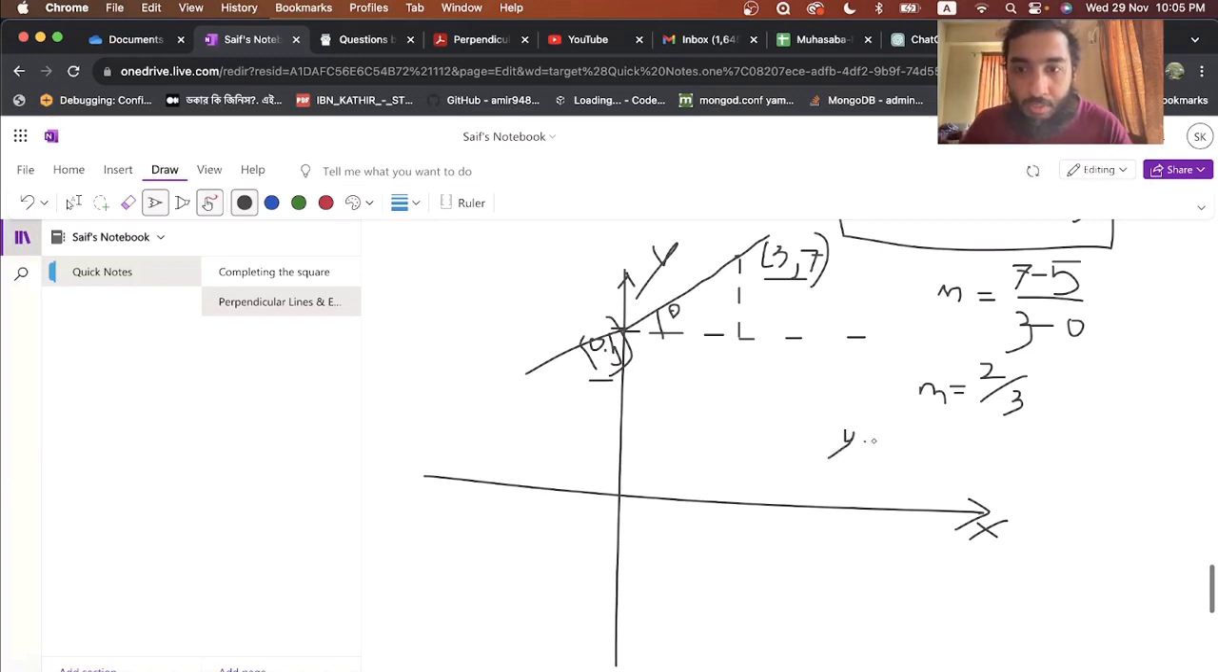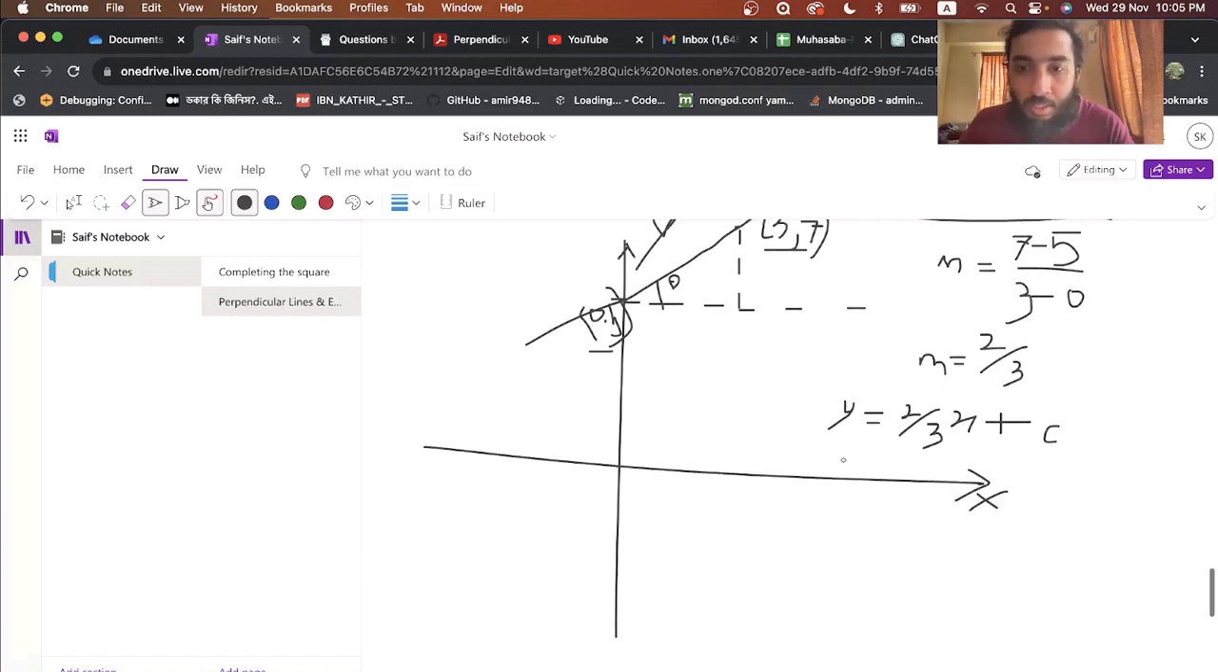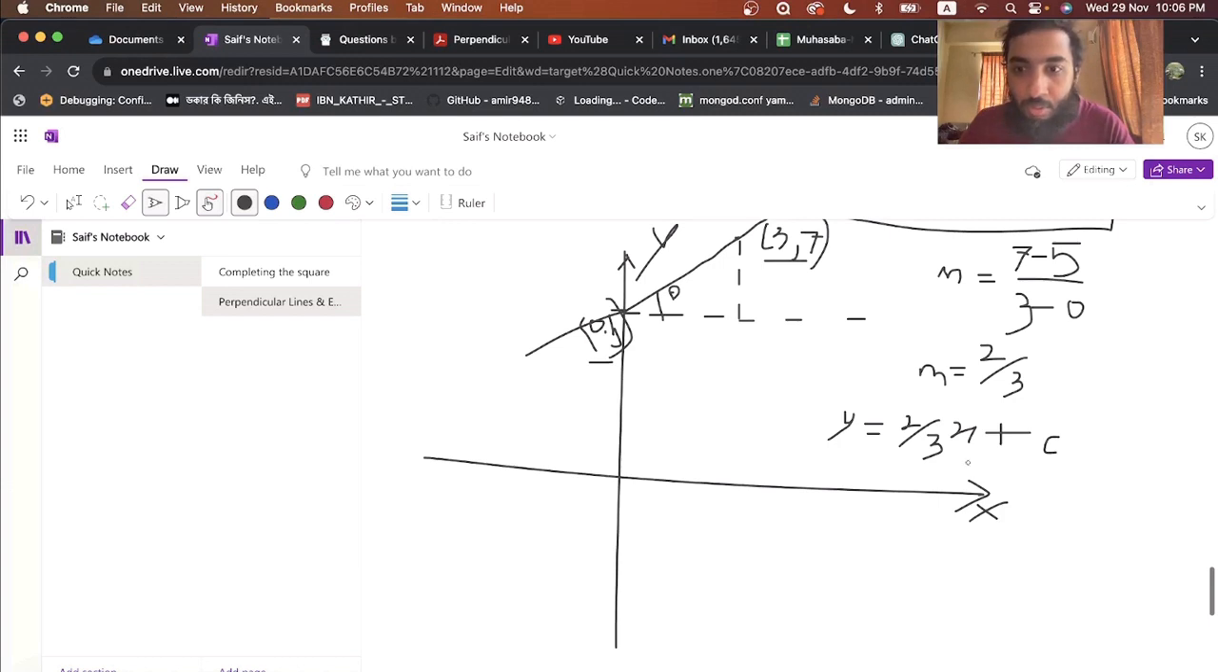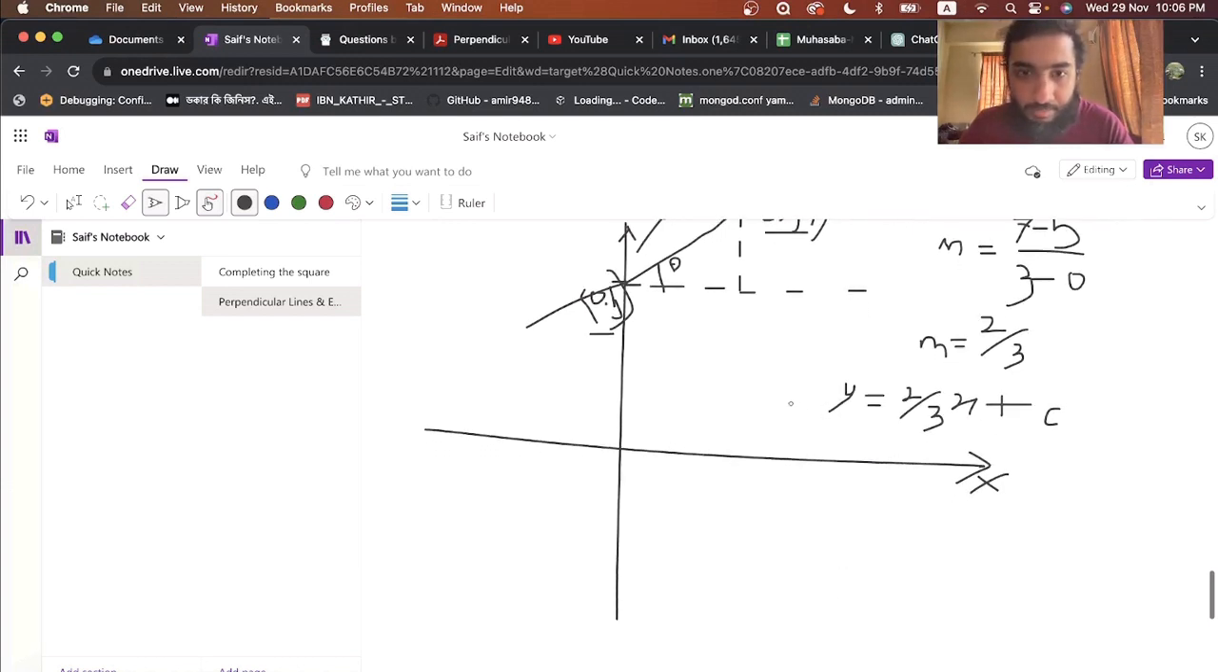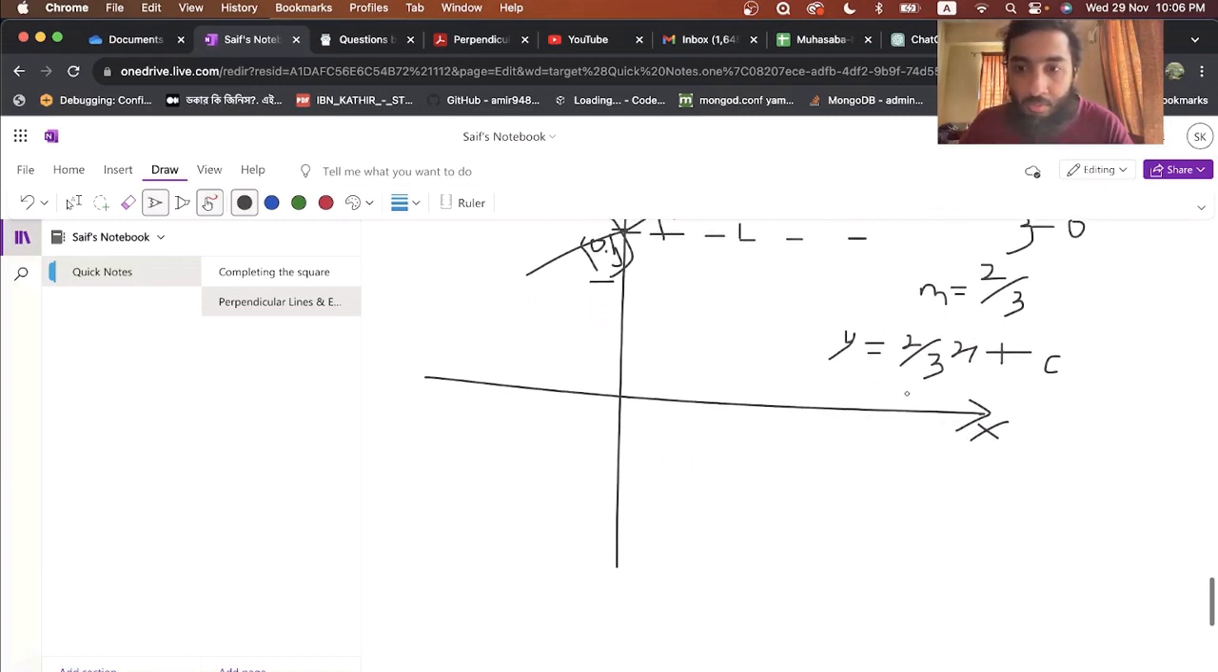Then the equation would be what? y equals 2 by 3 x plus c. So now we have to find the value of c. Now we know that this line passes through both of these points, so we can use any of these points, (0, 5) or (3, 7), to find the value of c. So let's use (0, 5). Because (0, 5) means that x would be 0 and y would be 5, the x term would no longer be there.